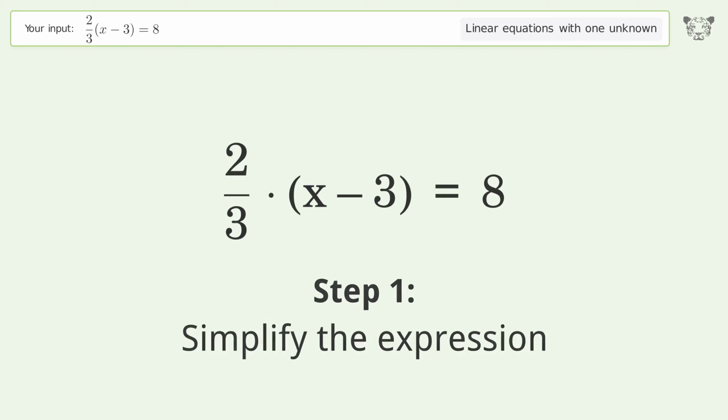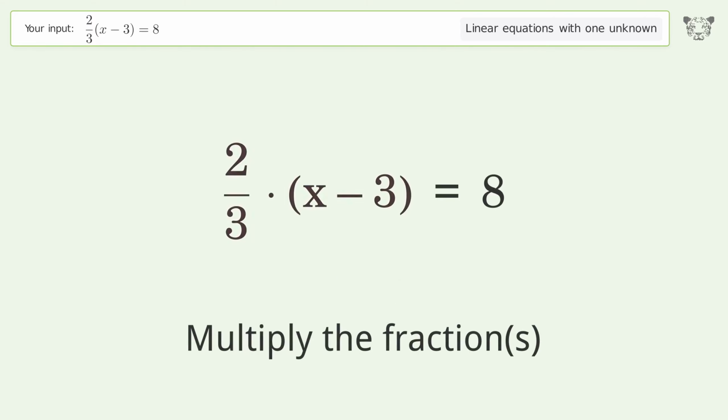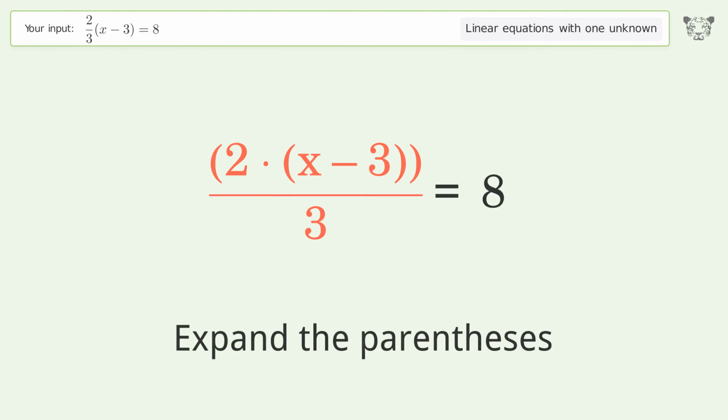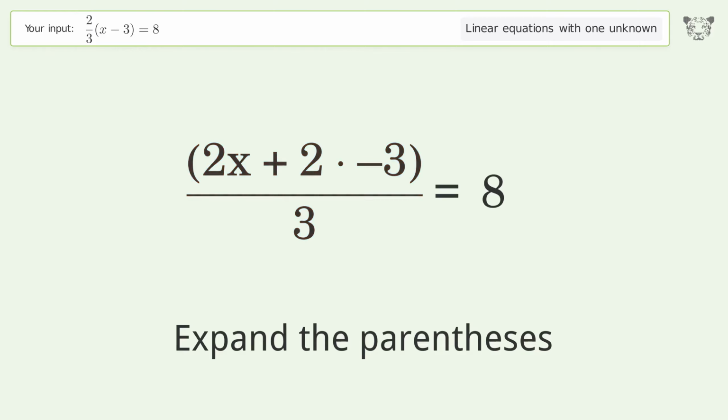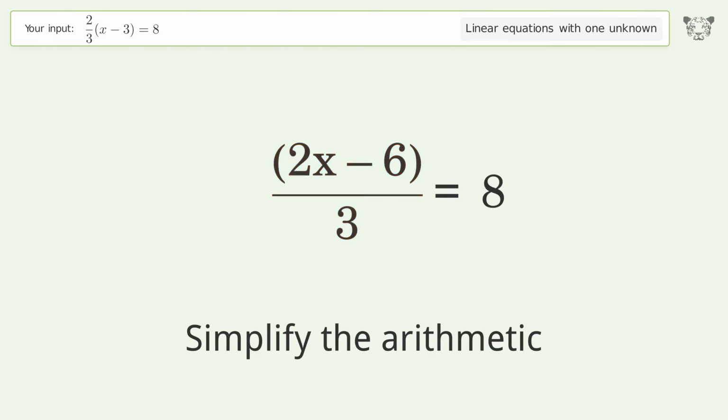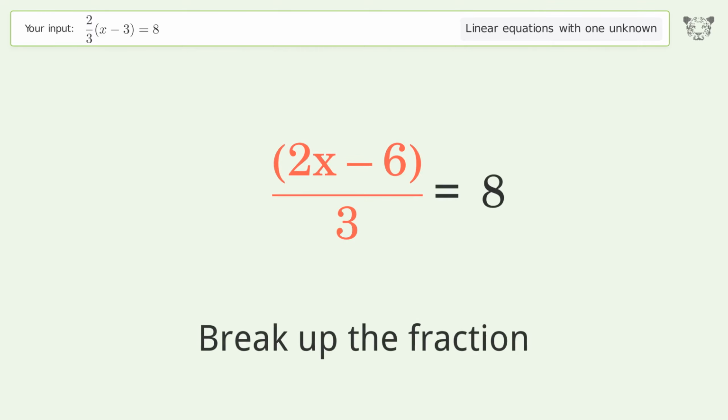Simplify the expression. Multiply the fractions. Expand the parentheses. Simplify the arithmetic. Break up the fraction.